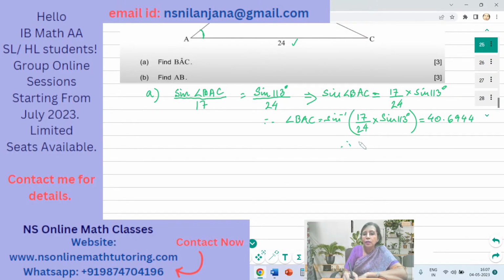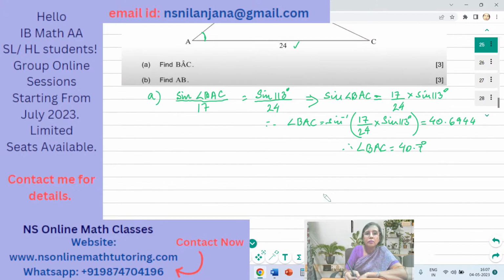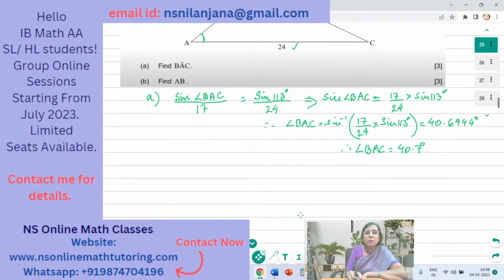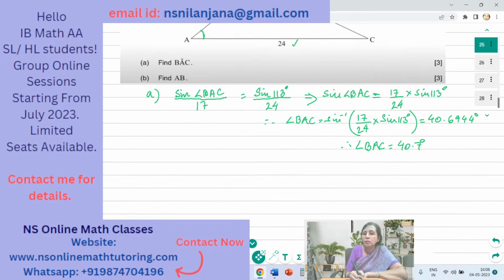Therefore, angle BAC is equal to 40.7 degrees up to 3 significant figures. Okay.